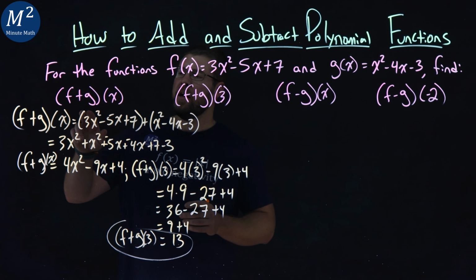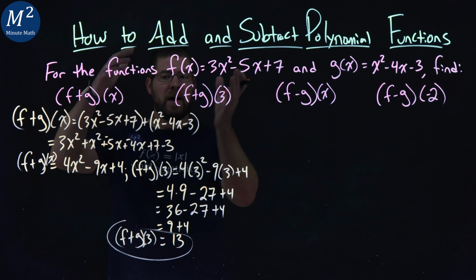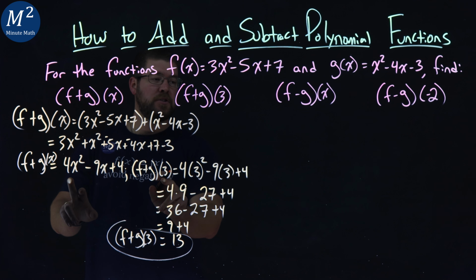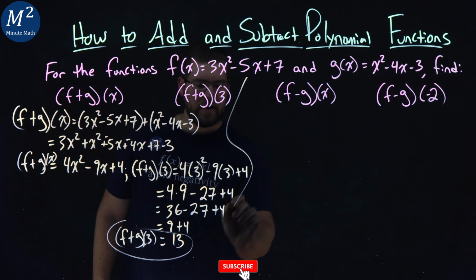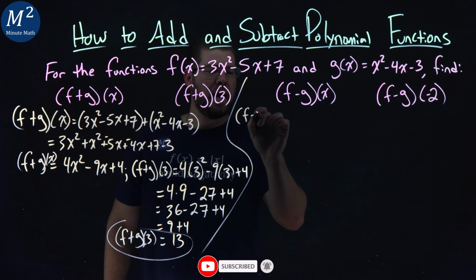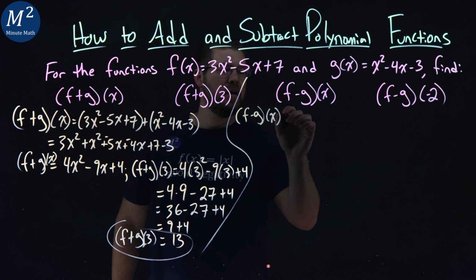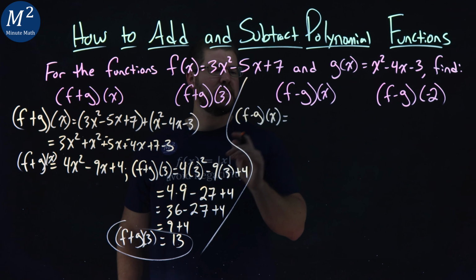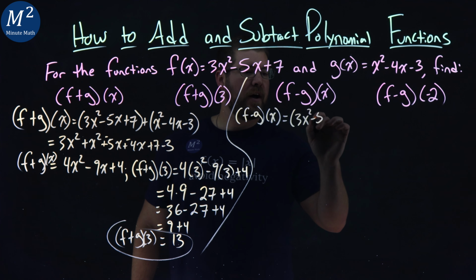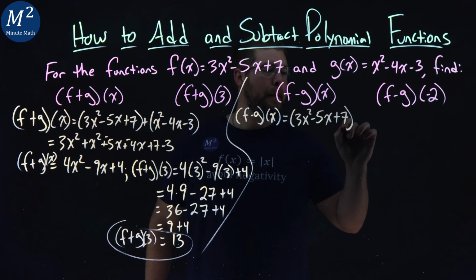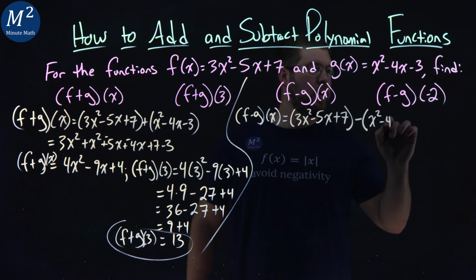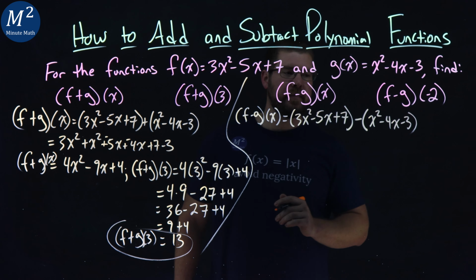So what we did here, if we take f plus g of x, we found out what that equation was, and then we applied it to f plus g of 3. So let's do the same exact thing for the second part. F minus g of x. We're going to subtract the two functions. It's more important here to keep our parentheses: 3x squared minus 5x plus 7 minus, here, the second equation, x squared minus 4x minus 3.